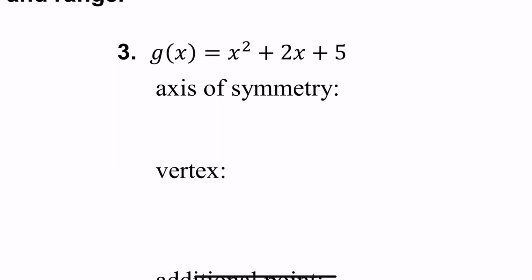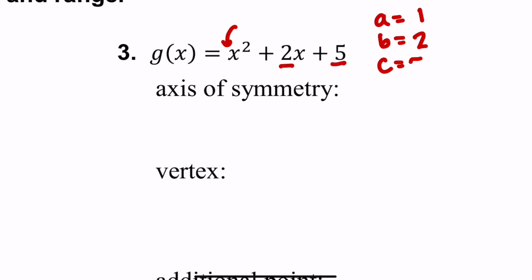Problem number 3, we have g of x equals x squared plus 2x plus 5. First thing we want to do is write down our a, b, and c. Our a is the number in front of the x squared. There's not a number there, but there's always a number. It's a 1 if there's not a number there. Our b is the number in front of the x, which is 2, and our c is 5.